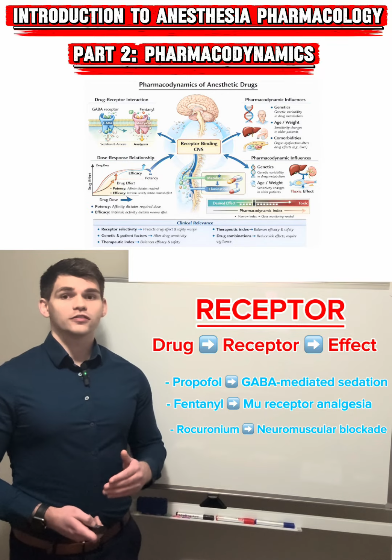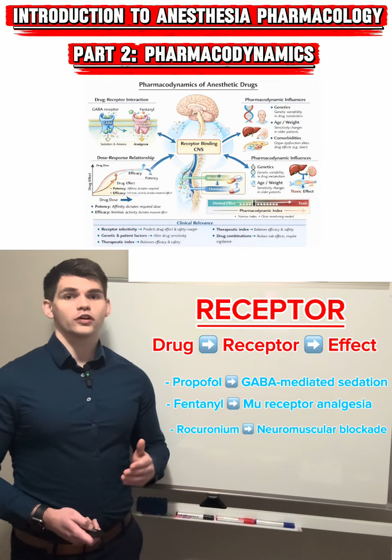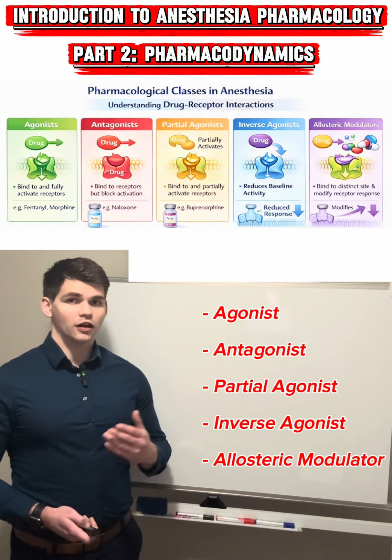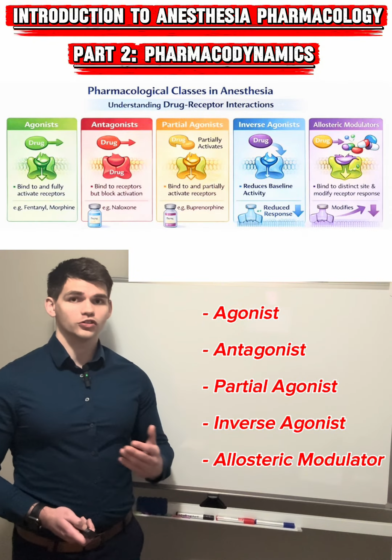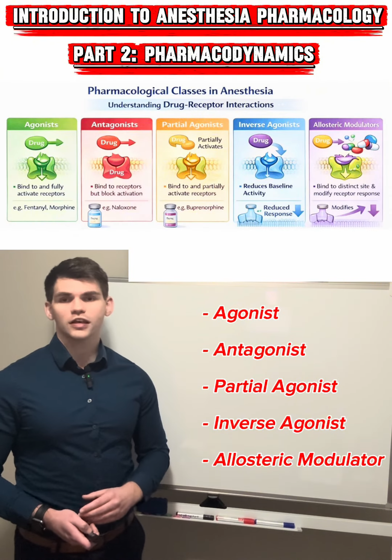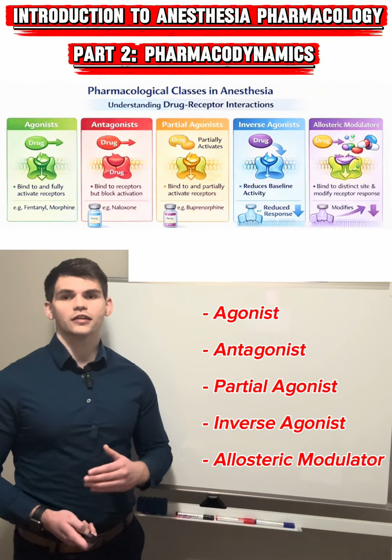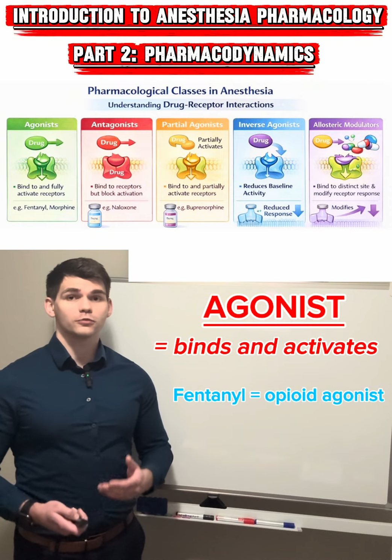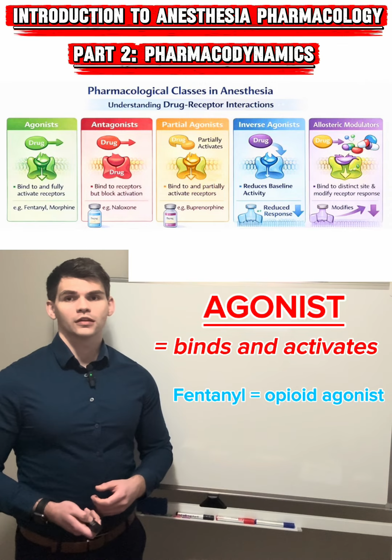Now, let's look at the major ways drugs interact with receptors. We have our agonist, our antagonist, our partial agonist, our inverse agonist, and our allosteric modulator. An agonist binds to a receptor and activates it. It turns the receptor on and produces an effect. A good example is fentanyl acting at opioid receptors to produce analgesia.